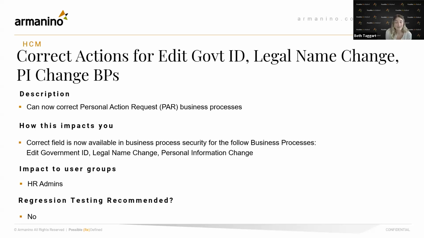Correct actions for edit government ID, legal name change, personal information change business processes. So similar to the correct worker start date, if you have ever used that task in Workday, you can now correct these personal action request business processes. So there are now correct fields available in the business process security for these business processes: edit government ID, legal name change, and personal information change. You now have the ability to correct these versus going through the entire business process again.